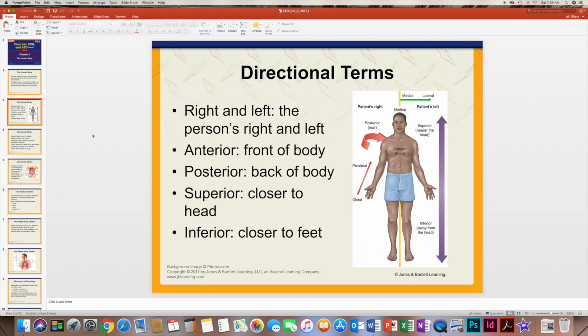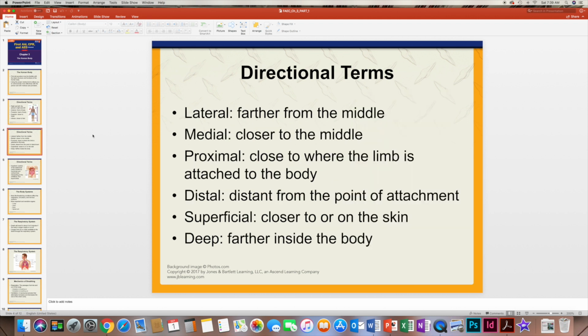There are different types of terms that we use when we refer to the body as far as its direction. So there's the right and left side, there's the anterior, which is the front, posterior is the back, superior is higher up, closer to the head, and inferior is closer to the feet. Lateral is farther from the midpoint of the body, medial is closer to the midline. Proximal is close to where the limb is when it's attached to the body. Distal is the distance from the point of attachment. Superficial can mean just closer to the skin, and deep is further inside the body.